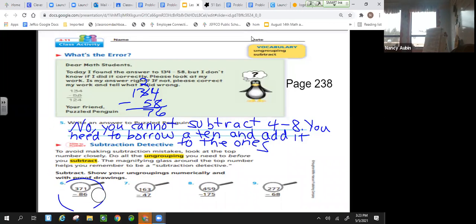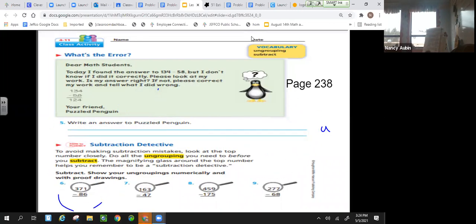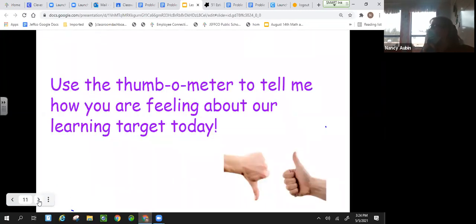How are we feeling? That was our first lesson on subtraction and new methods. Thumb-a-meter. How did we do? Give me your thumb-a-meter for today. Looking pretty good? All right. I have specific directions for my in-person people. You were given this sheet, right? I'm going to ask you to put that in your math workbook so that you can refer to it when needed. And you may collect your things.